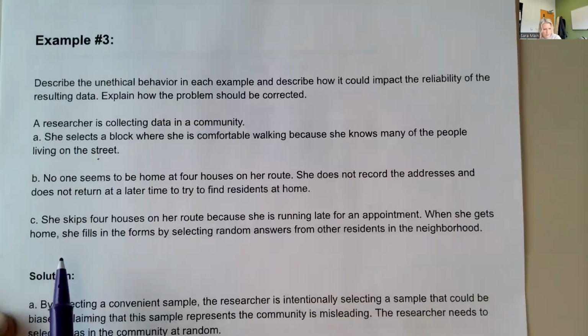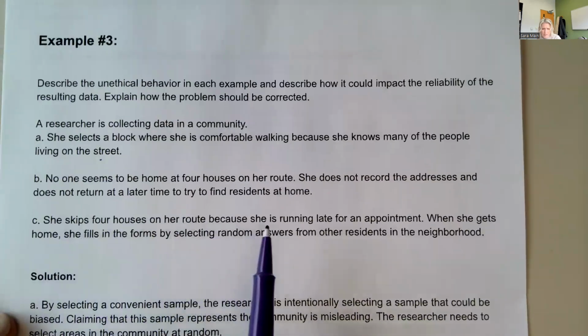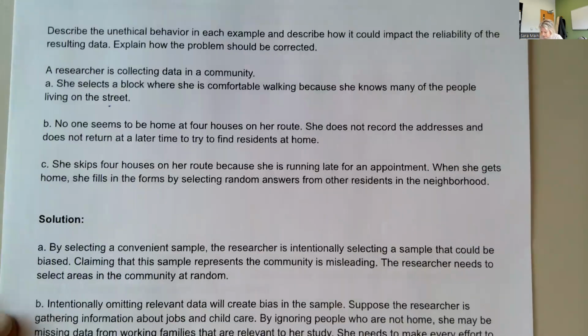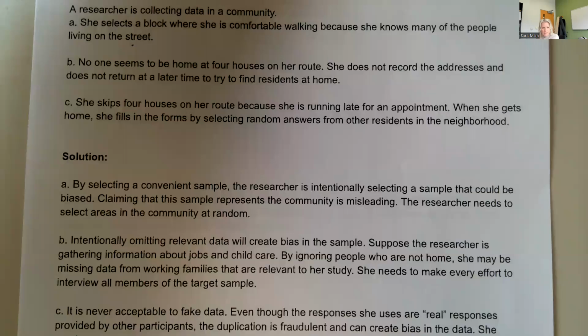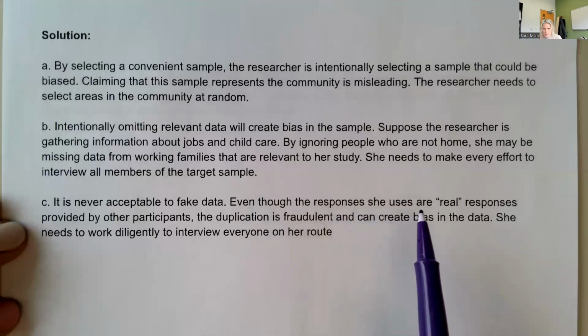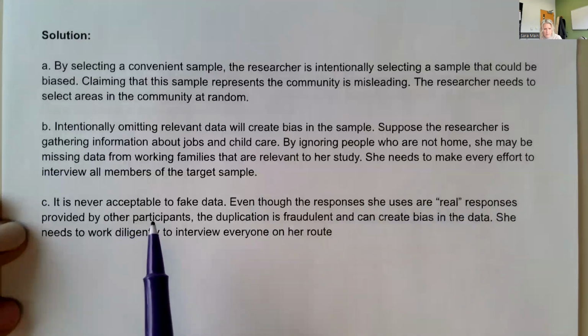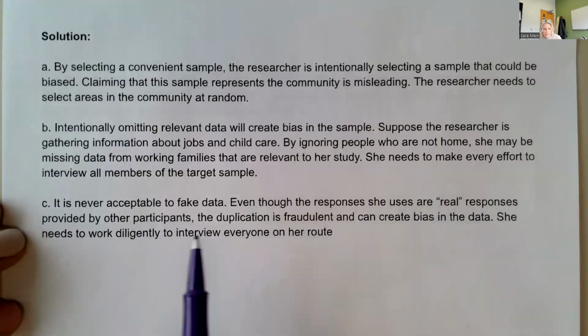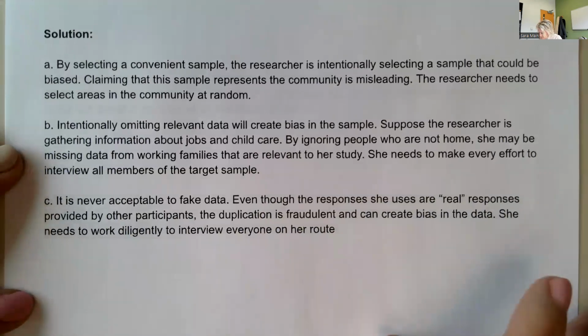And the third situation is she skips 4 houses on her route because she is running late for an appointment. When she gets home, she fills in the forms by selecting random answers from other residents in the neighborhood. Oh, she's falsifying information. That's not good. It says it is never acceptable to fake data, even though the responses she uses are real responses provided by other participants. The duplication is fraudulent and can create bias in the data. She needs to work diligently to interview everyone on her route. That is true.